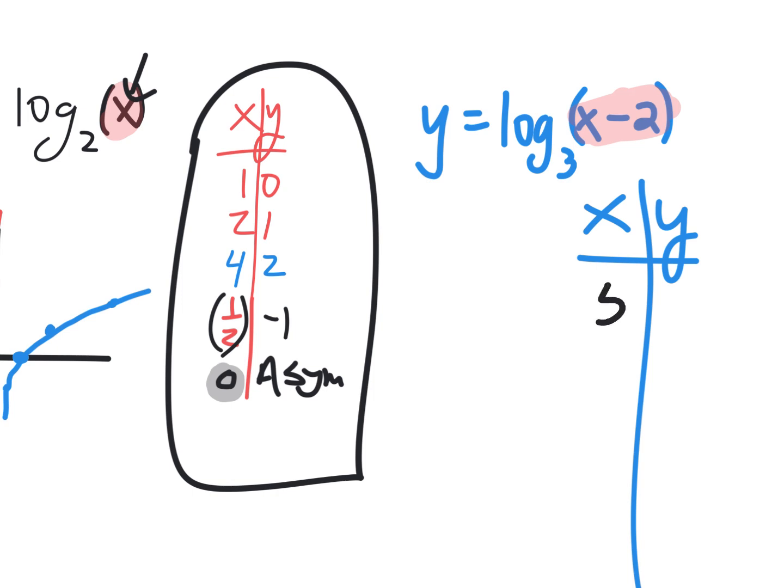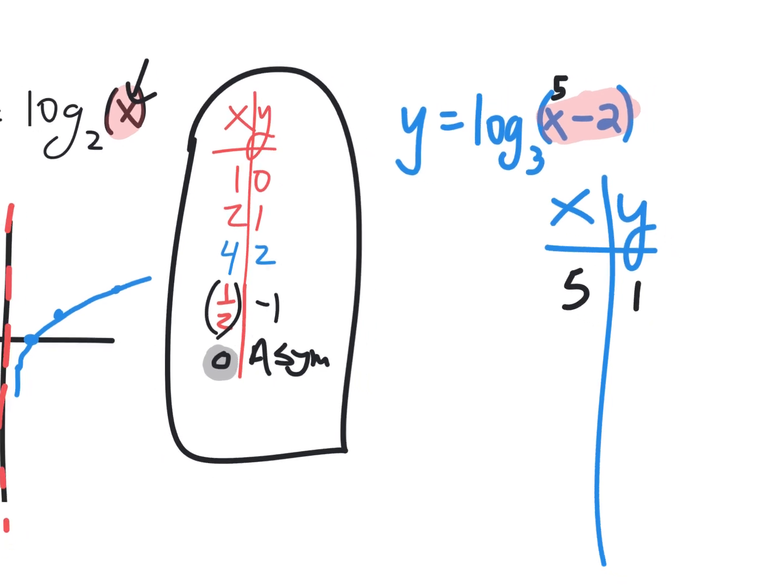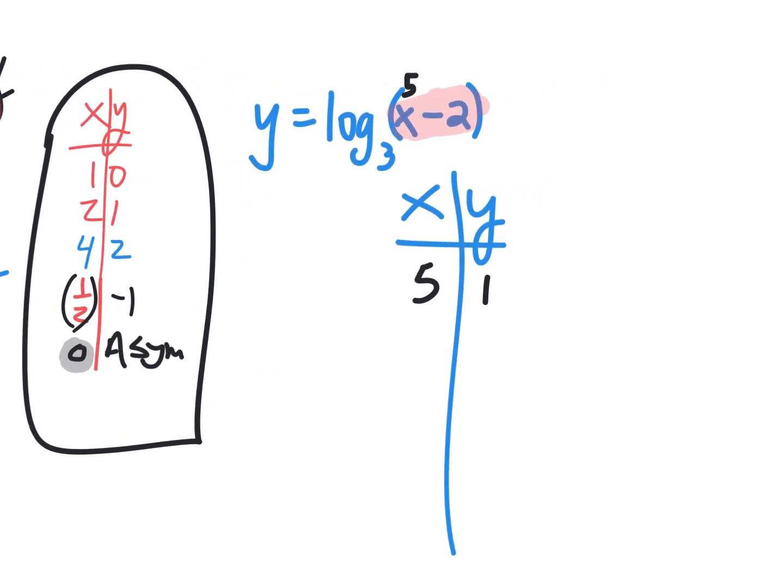5. Do you get what he was thinking? Put in a 5. 5 minus 2 is 3. Then I have log base 3 of 3. And what is log base 3 of 3? 1. Because this part here turned into log base 3 of 3, which was 1.